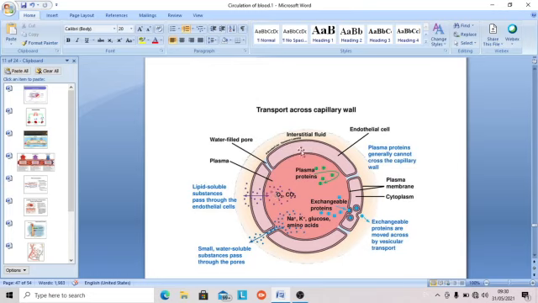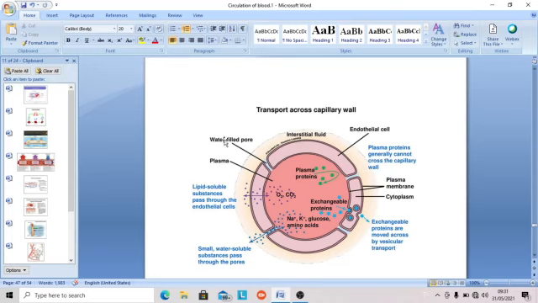This is the way you can see some of the things. Small water soluble substances pass through these pores. Lipid soluble substances can easily pass anywhere, like CO2 and O2. But small water soluble molecules pass through the cleft between two cells. And some proteins move through vesicular transport. They form a vesicle, pass through, and come out through the vesicle over here. These are the plasma proteins, etc.